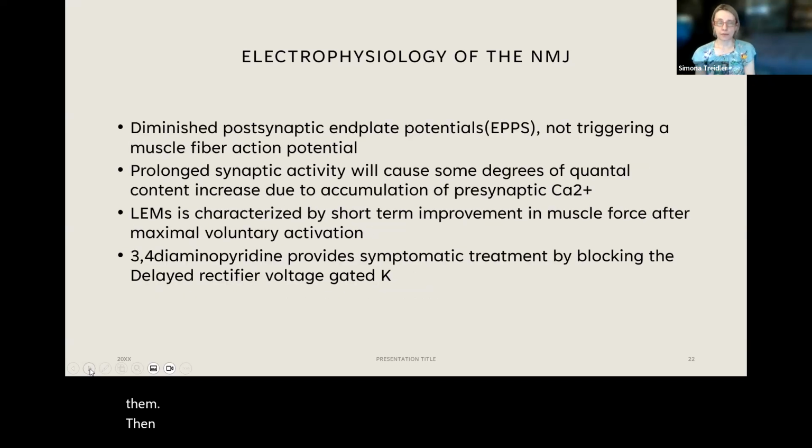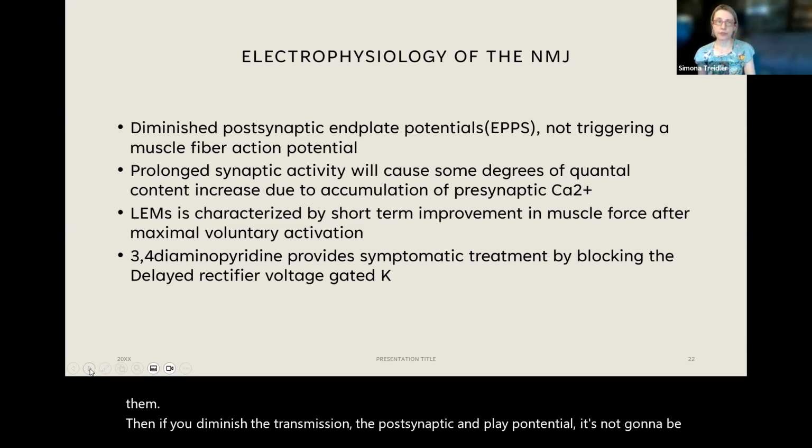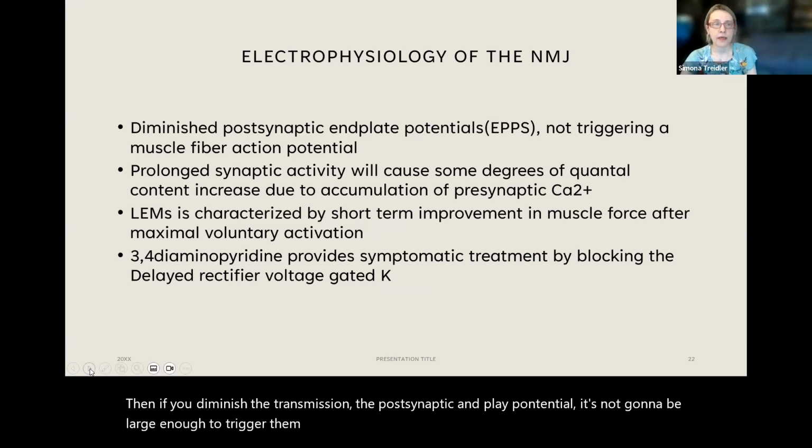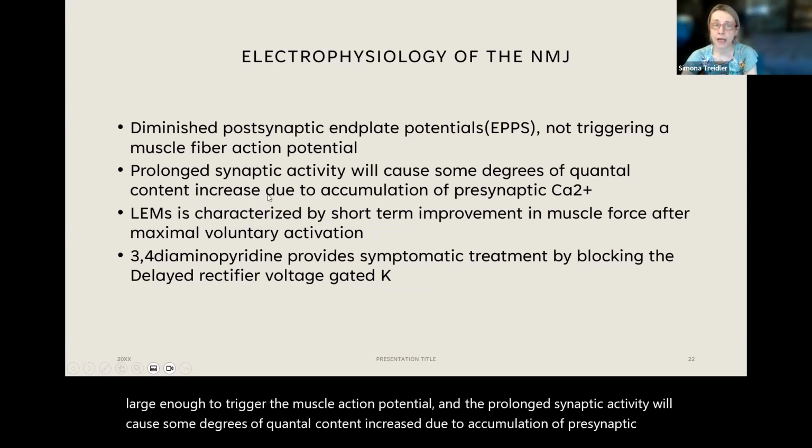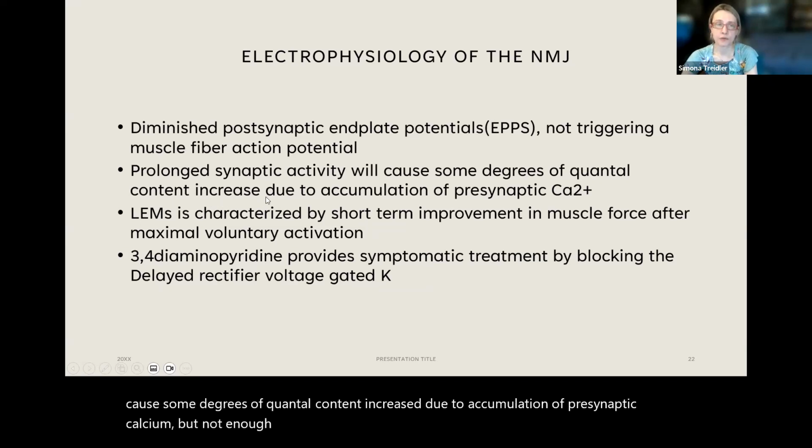Then if you diminish the transmission, the postsynaptic end plate potential is not going to be large enough to trigger the muscle action potential. And the prolonged synaptic activity will cause some degree of quantal content increase due to accumulation of presynaptic calcium, but not enough to make that muscle contract.